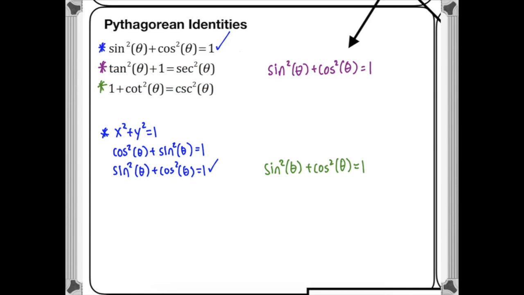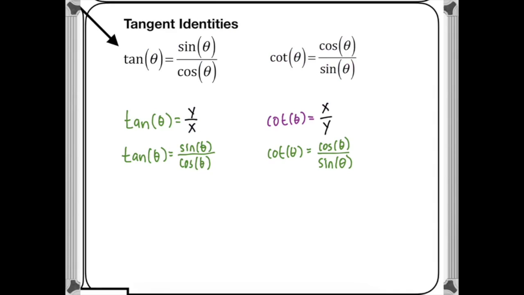Okay, so to prove the property tangent squared theta plus 1 equals secant squared theta, we start with the simple sine squared plus cosine squared equals 1. And what we want to do is think, okay, how do I create a tangent? We just learned that tangent is sine over cosine.